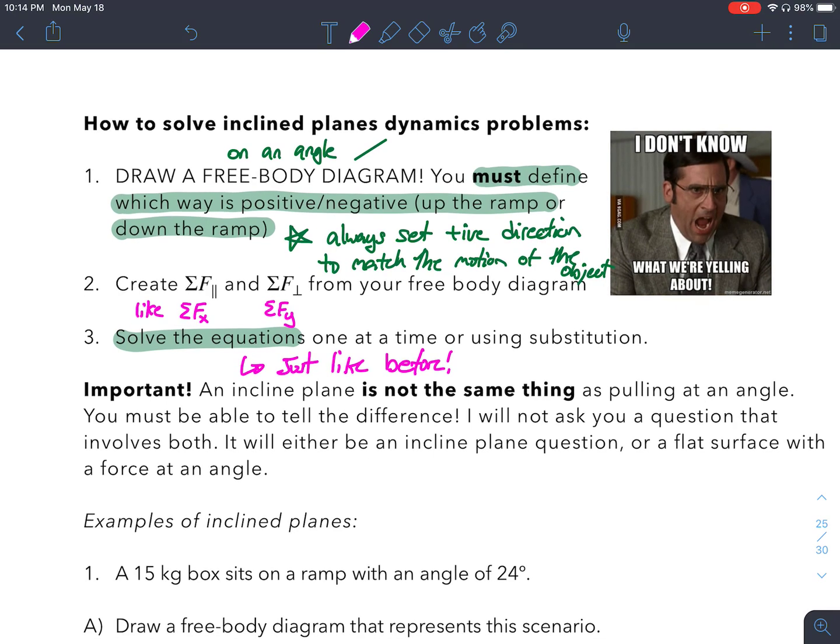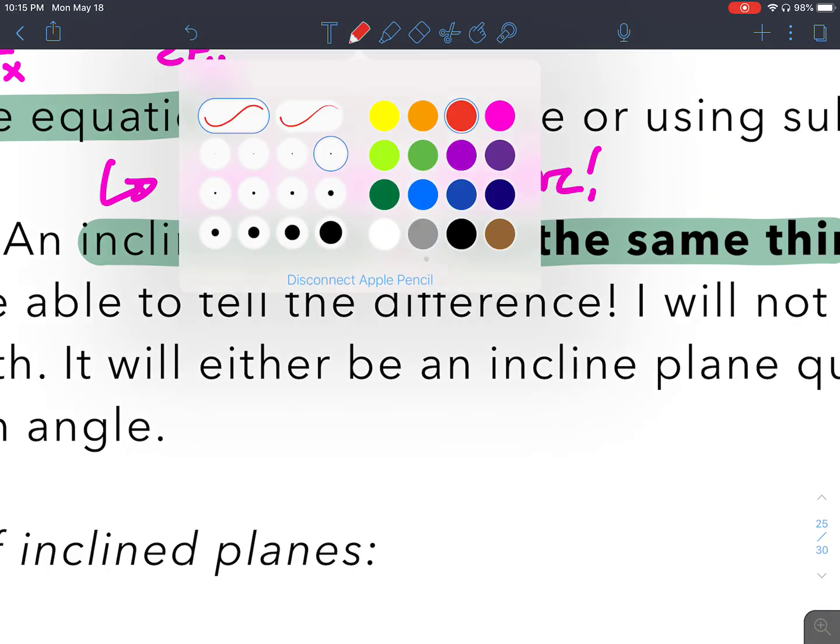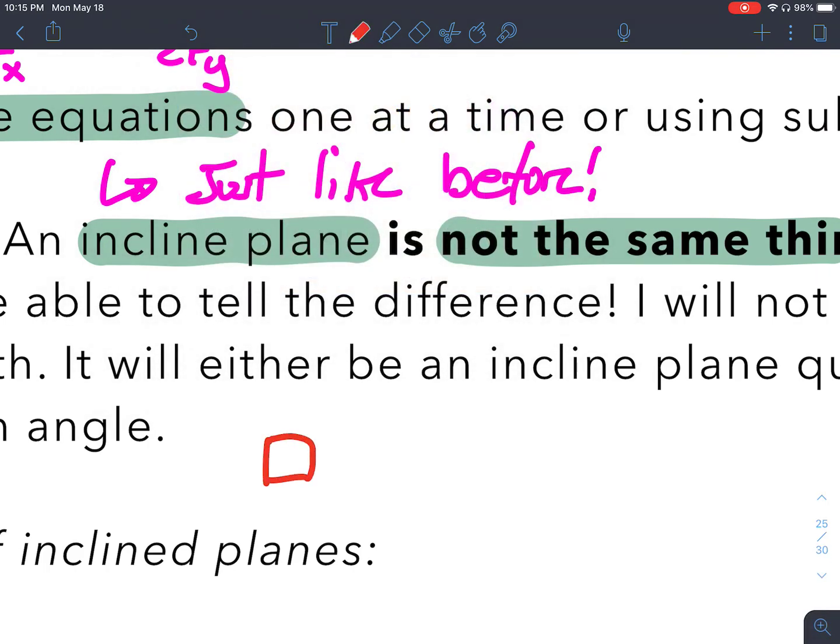Now, you must keep one very big distinction here: you must remember that having an object sitting on an incline is not the same thing as pulling at an angle. There are two very different things. I'm going to do it in red right here. Two very different things.